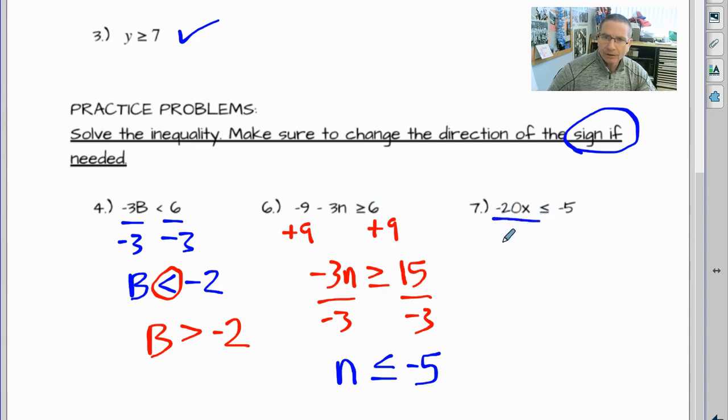Last one here. Looks like we're going to have a fraction answer on this one because I'm dividing by a bigger number than what I have. Again, dividing by a negative number, I must change the order of the sign. And a negative divided by a negative is a positive, and then 5/20ths would be 1/4, or 0.25 if you did the decimal.